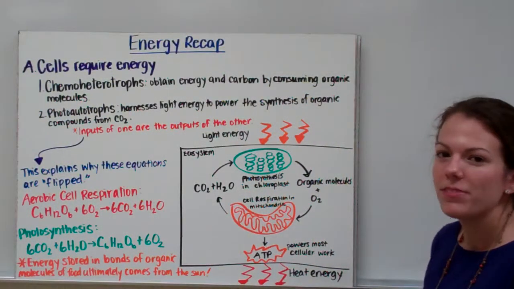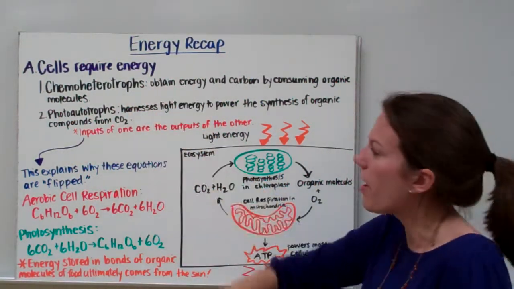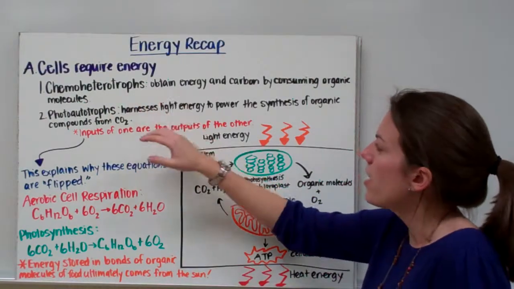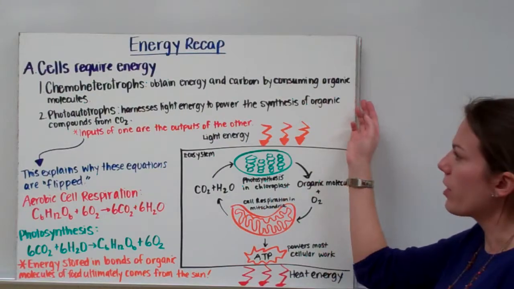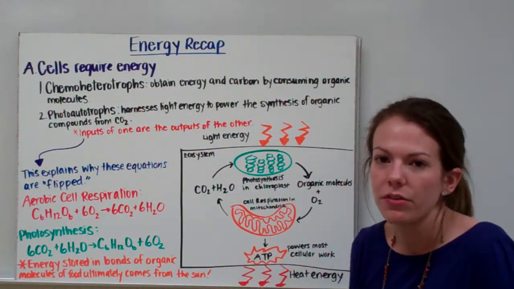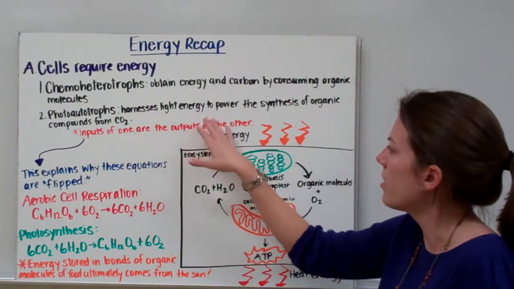Energy and metabolism. So let's start with an energy recap. All cells require energy in order to survive. We have chemoheterotrophs, and chemoheterotrophs survive by obtaining energy and carbon by consuming organic molecules. So they actually have to eat their food. Then we have photoautotrophs. Photoautotrophs harness light energy.